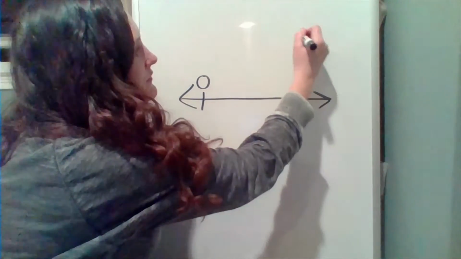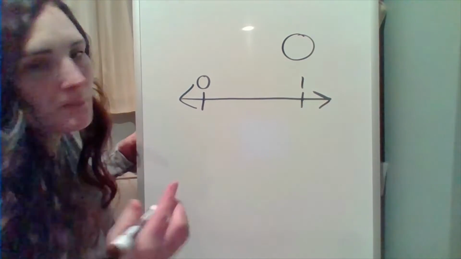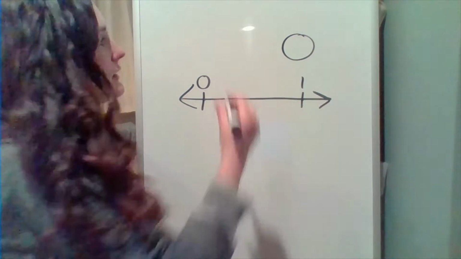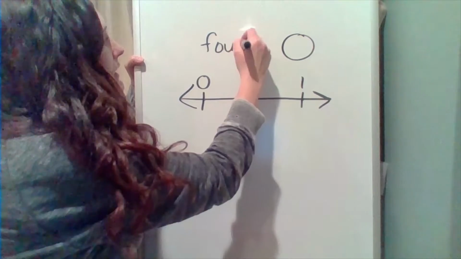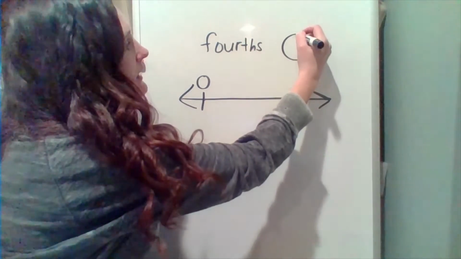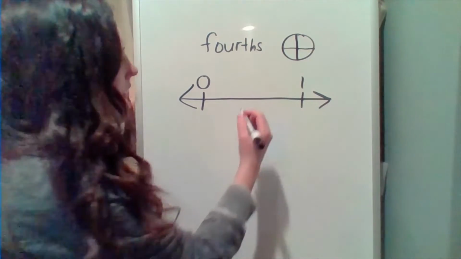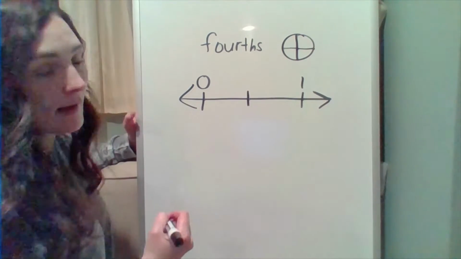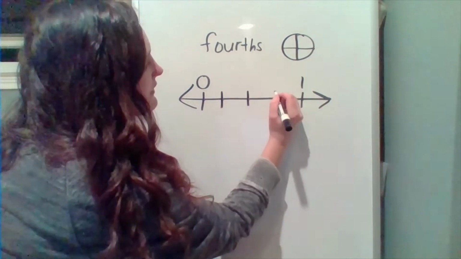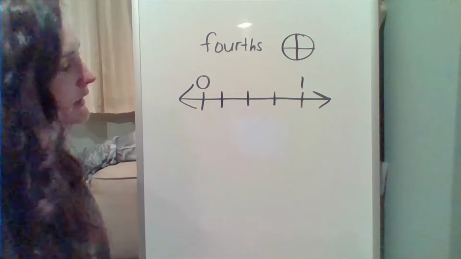It's similar to if we had a circle, like a whole circle. If I wanted to cut this circle into fourths, I would cut it in half and then I would cut those halves in half again. It's the same thing on a number line. You're going to start by cutting it in half and then you're going to cut each half in half again. That ends up getting us 4 equal parts.